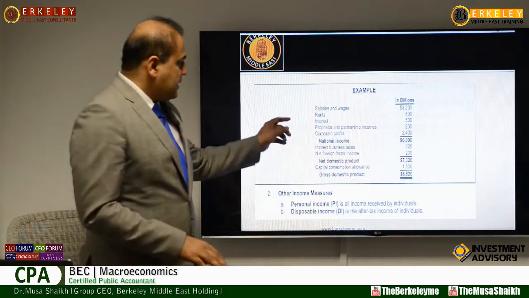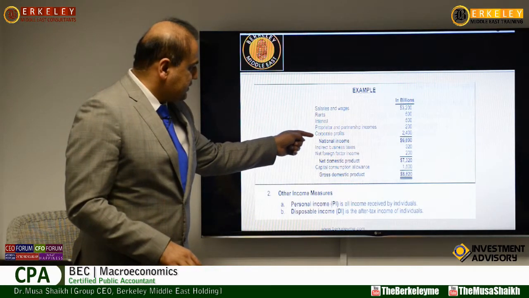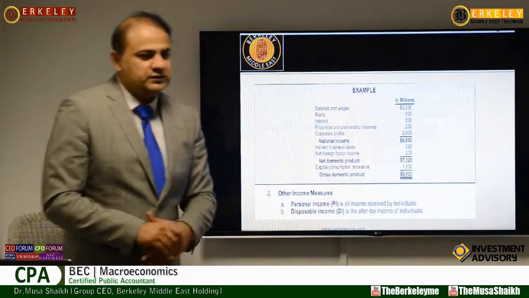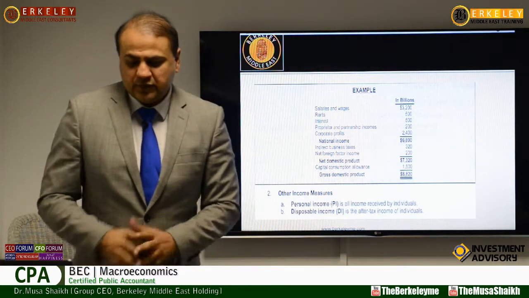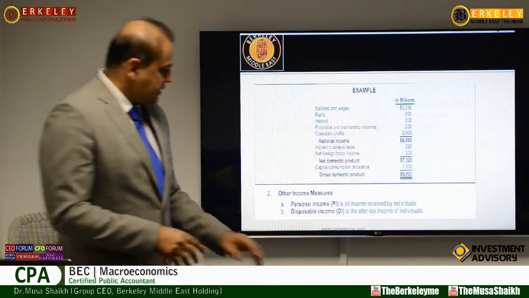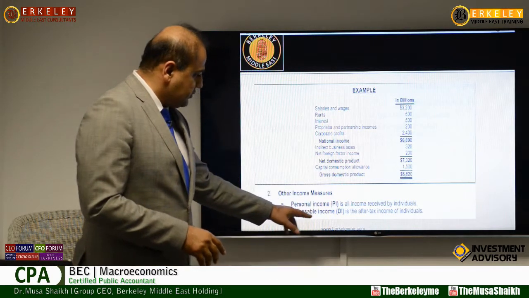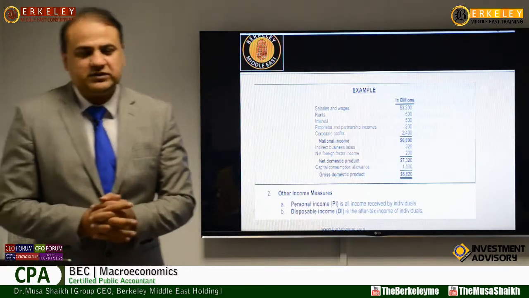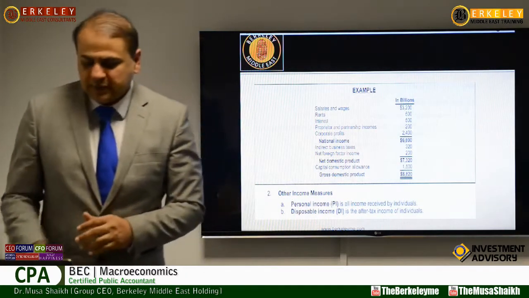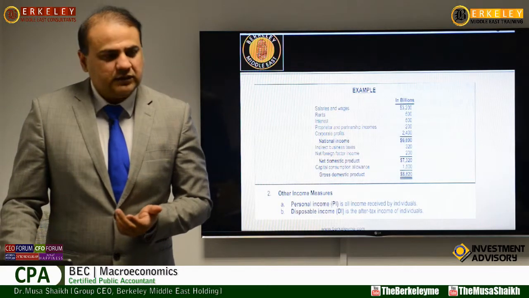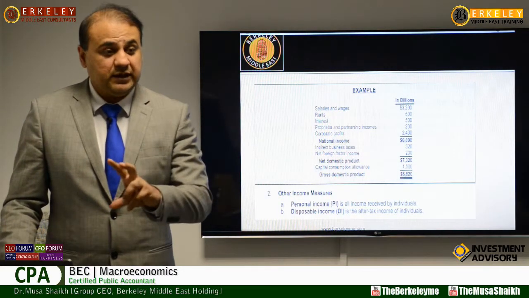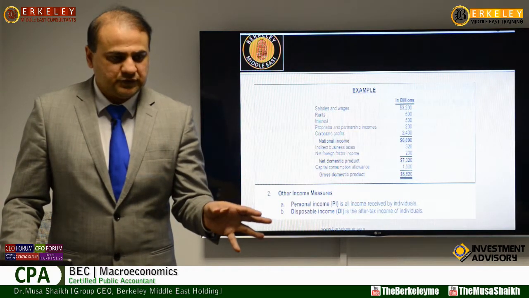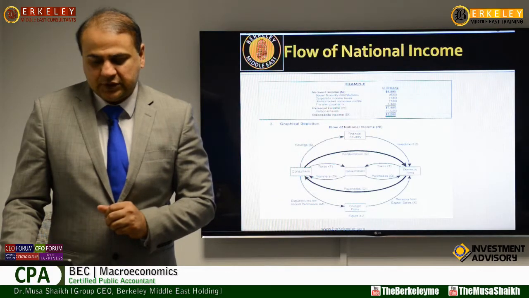In formula terms, he showed you salaries, rent, interest, this is national income, then indirect business taxes, net domestic product, and this is your GDP. So in terms of formula, it's very simple. There are two terms we should be familiar with. Personal income is all income received. Disposable income is after-tax income, which is left to dispose. So your disposable income should be higher, otherwise you will be in trouble. Maybe your salary is big, but when tax is applied, you have nothing left to dispose. So this is also very important.